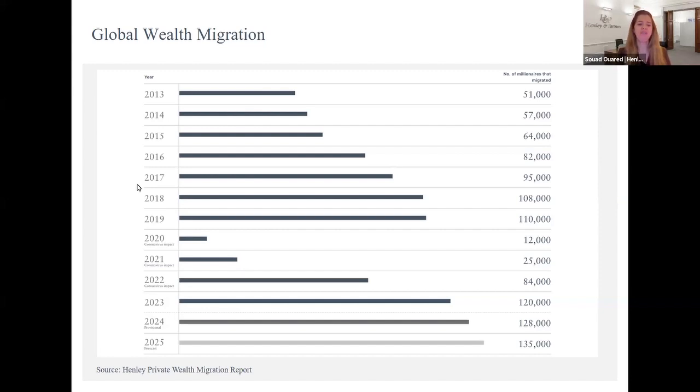So with COVID, which decreased the number a lot. However, we do see that now the tendency came back and it's increasing more and more. And in 2025, we are expecting a record, approximately 135,000 millionaires around the world who will be moving from one country to another.